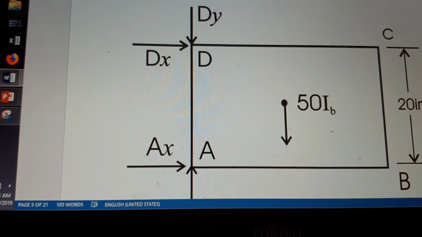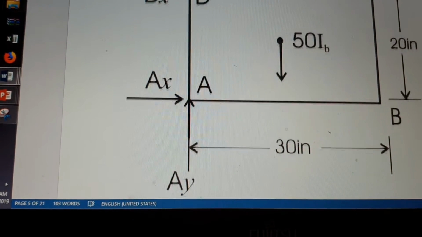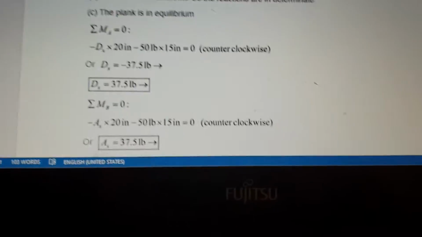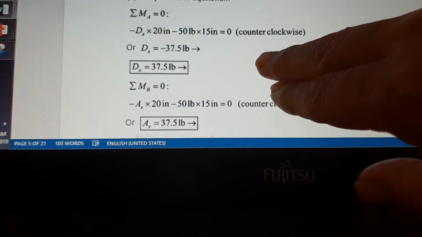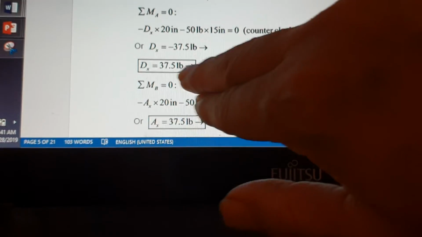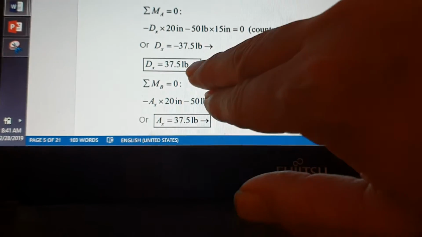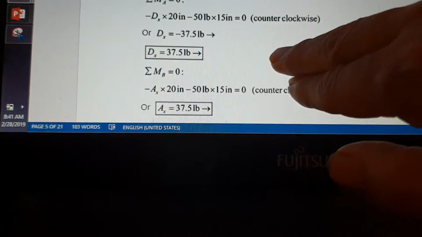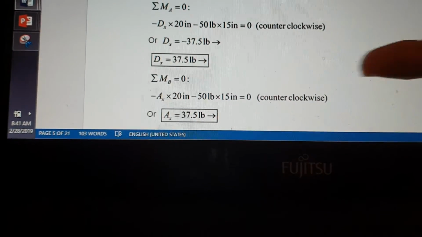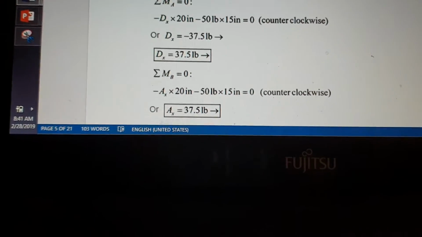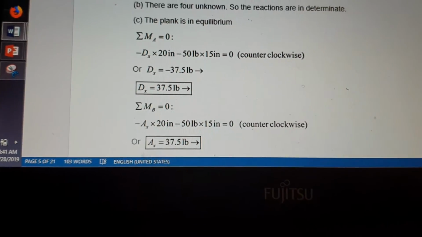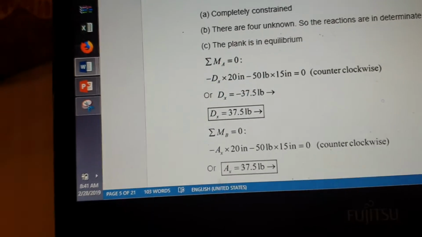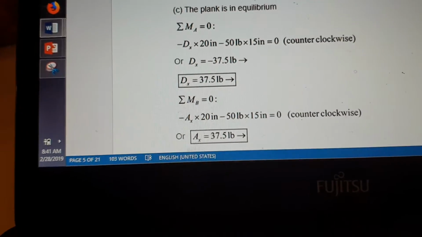Okay, so Dx is equal to 37.5 pound, and we assumed it positive, but it's going to be negative, so this is wrong. So Dx is 37.5, and this direction should not be there. This was drawn for the positive, but it's going to be the negative x. So this direction is wrong. Now, we found summation of moment at A. Let's find summation of moment at B and see what will happen.